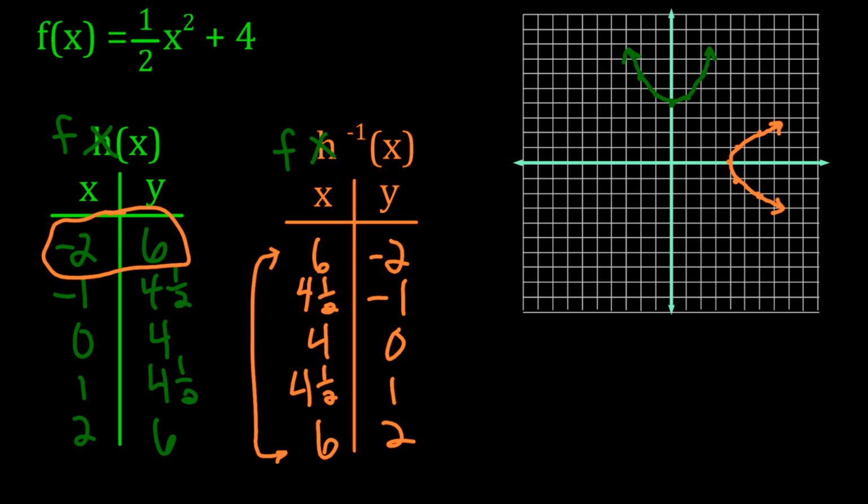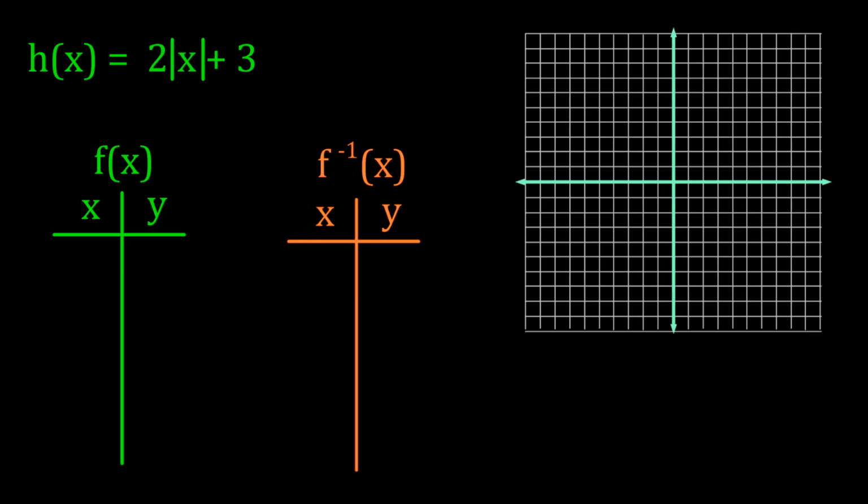How can you compare the green and the orange parabolas? We're talking transformations. Is it a reflection, a rotation, a translation? What's happening there? So think about that as we're doing the next one. See if you can get that answer correct. So let's do the next one.